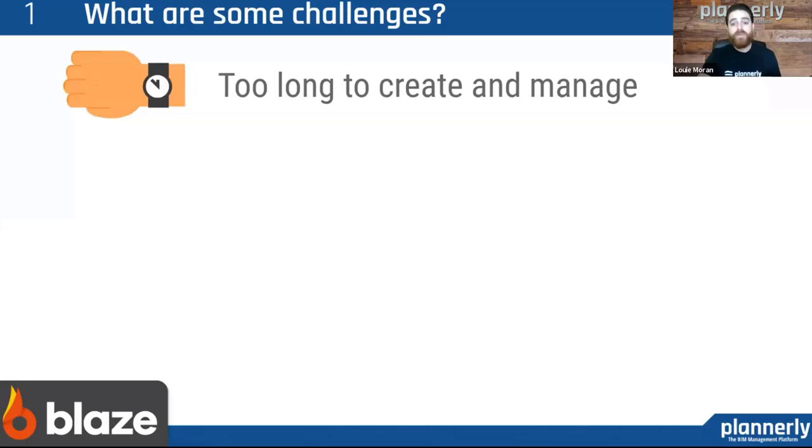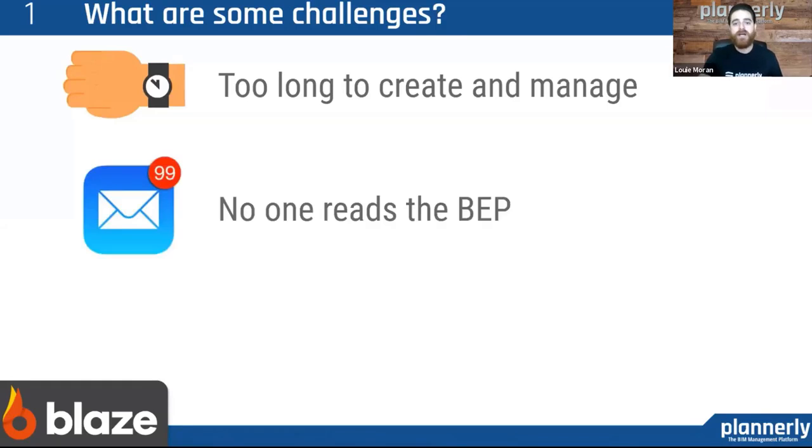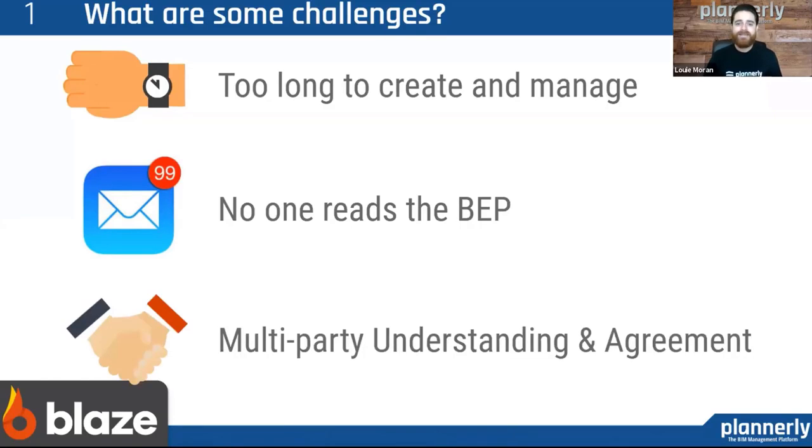Some of the things that we keep hearing from our customers is that it just takes too long to create. This is why they don't even attempt to create and manage a BIM execution plan. And then when they actually do create one, no one actually reads it. And we can never get all of the teams involved enough to agree on that same plan. So as long as we don't have agreement from everyone, that BIM execution plan is not going to work out for us. So agreement by all parties is very, very important.